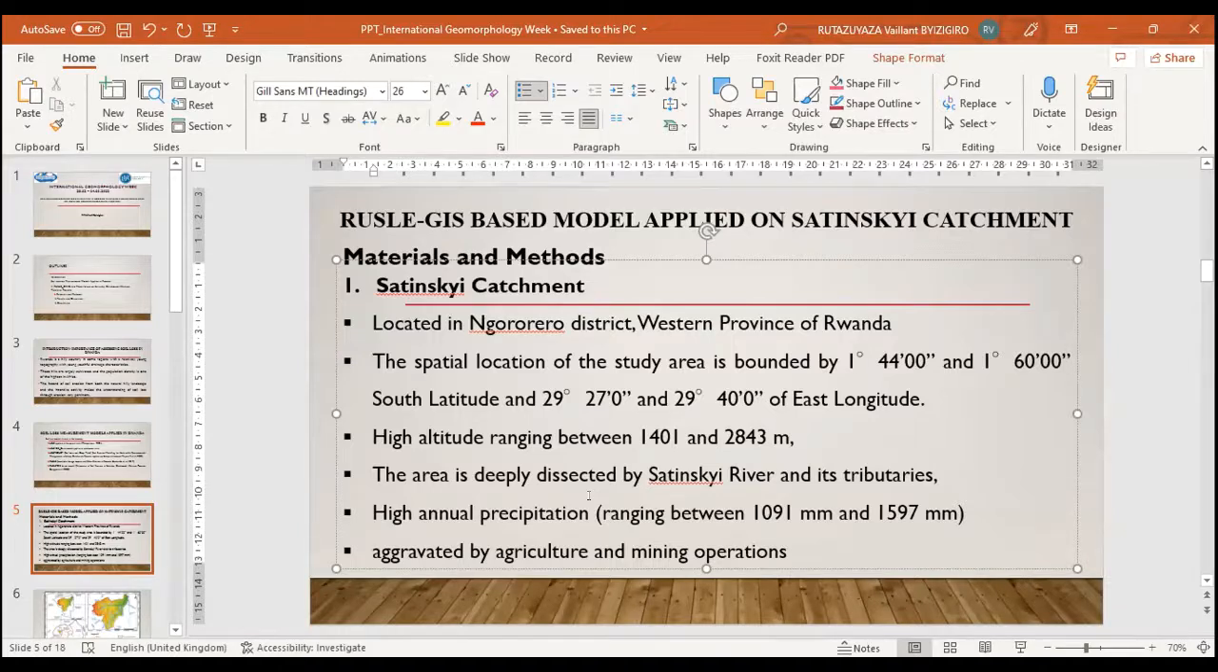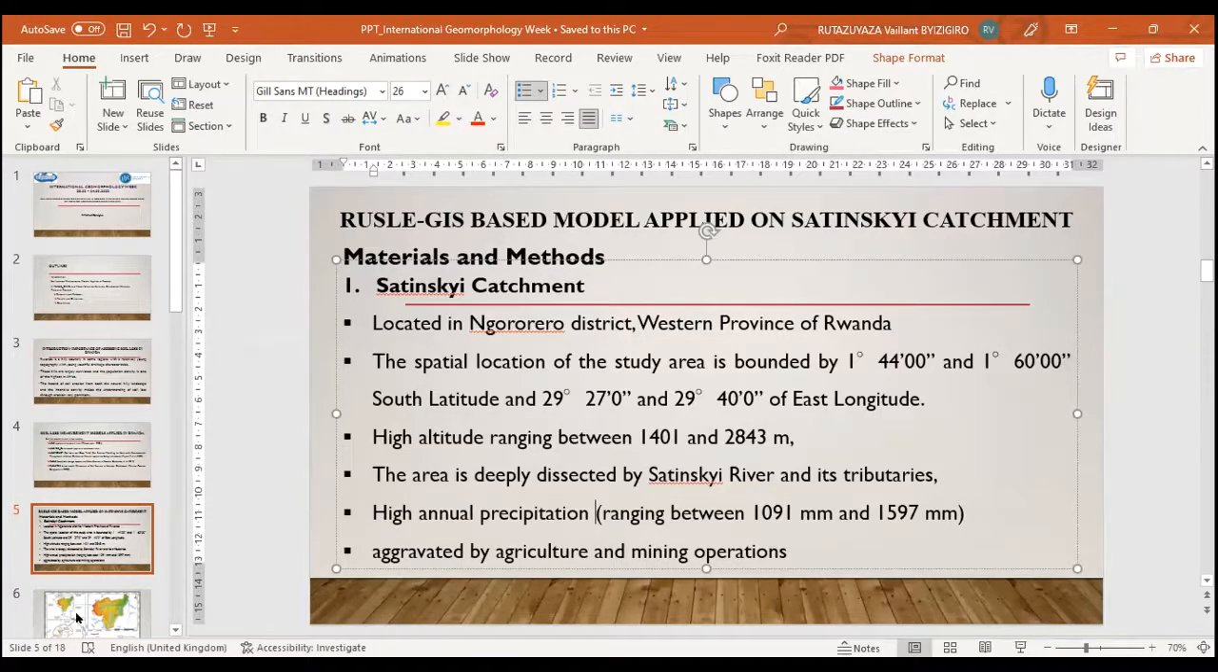I was saying that this area, Satin Sea catchment, is located in Ngororero district in the Western province, with a spatial location close to the equator, and high altitude ranging between 1,400 and 2,800 meters. The area is deeply dissected by Satin Sea River and its tributaries. In this region, located at the eastern shoulder of the Western Rift Valley, the high amount of precipitation is somehow correlated to the elevation of this area.